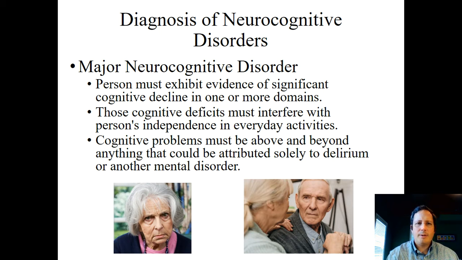And then those cognitive problems must be above and beyond anything that could be attributed solely to delirium or another mental disorder. So we do have memory impairments in certain disorders, including depression. So if somebody is depressed, you may use that as a rule out for major neurocognitive disorder, though you can have both of them occurring at the same time. And then we talked about how delirium is much more momentary, and so you don't see the duration or the slow, steady decline that you're more likely to see with the major neurocognitive disorder.